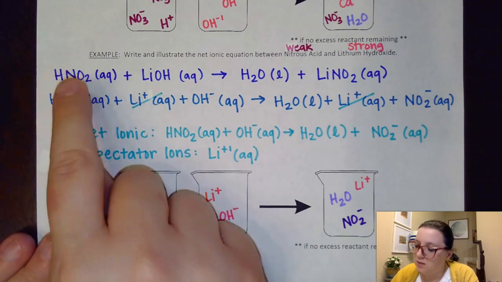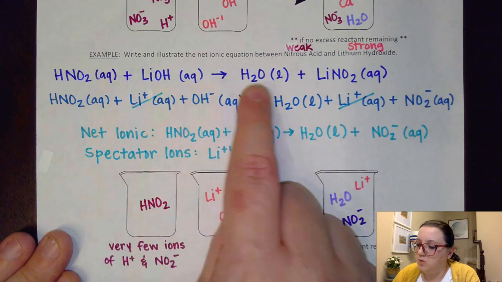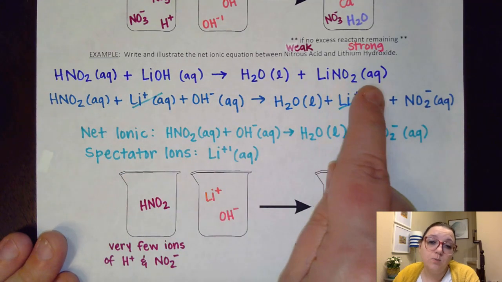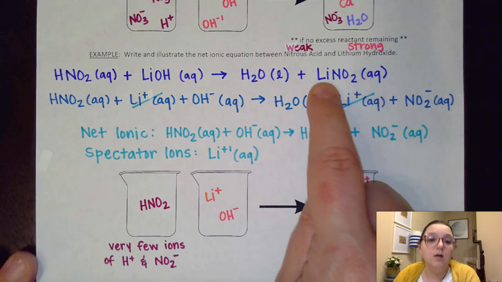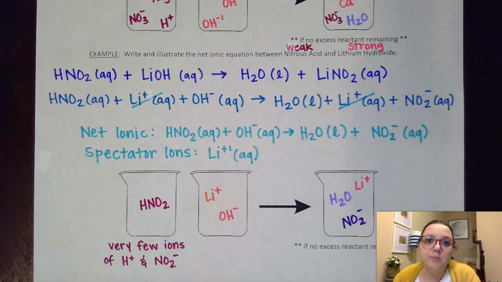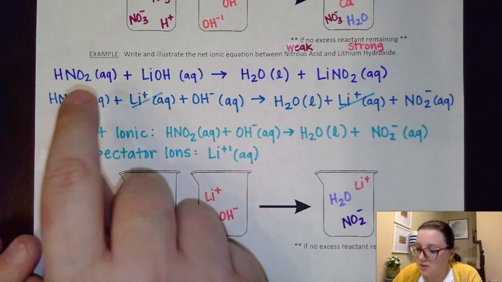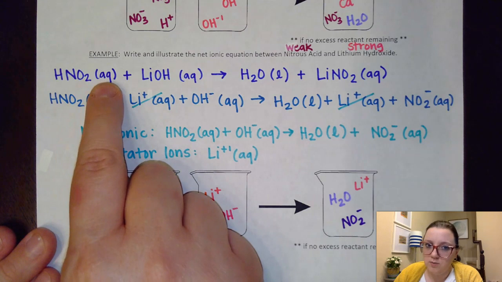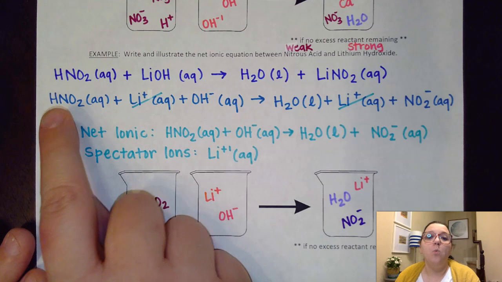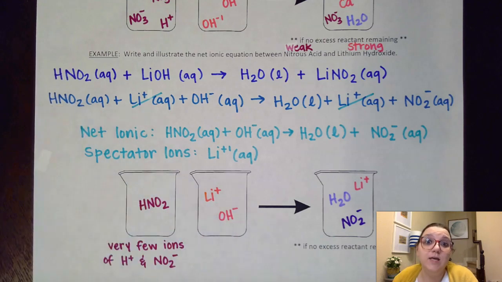So again, all I did here was a double replacement. H and OH made the water. Li and NO2 made LiNO2. It was aqueous because it had something that was in group 1, and all group 1 salts are soluble. So now, when I get to my complete ionic, this HNO2, even though it has aqueous in front of it, needs to be left together. Why? Because it's a weak acid. Weak acids and weak bases, even though they have AQ, need to be left together.